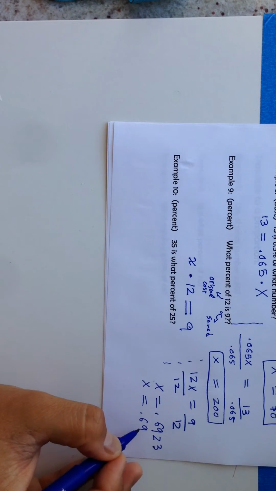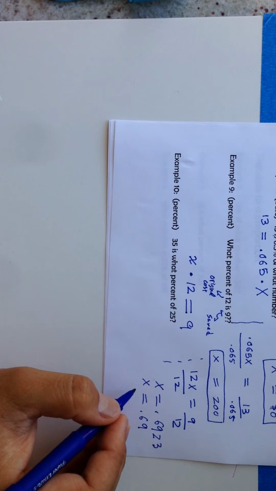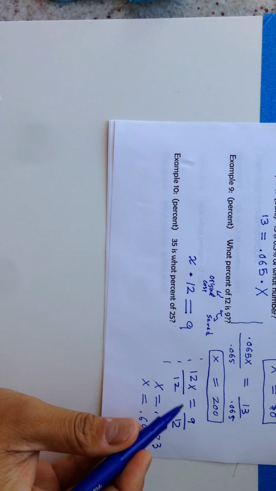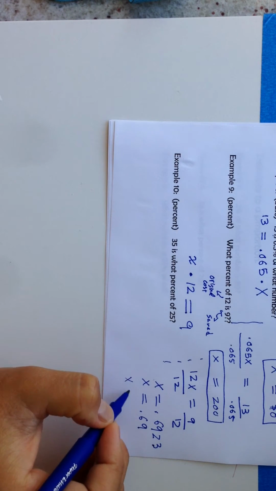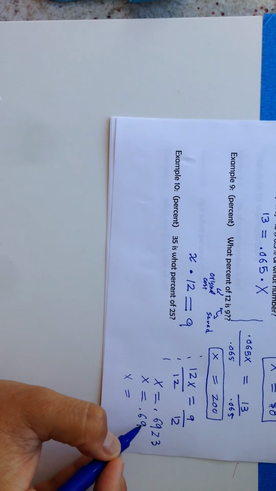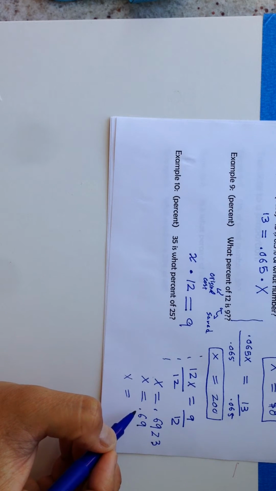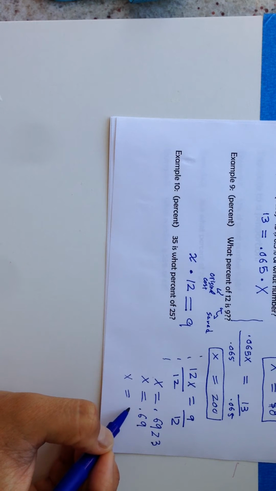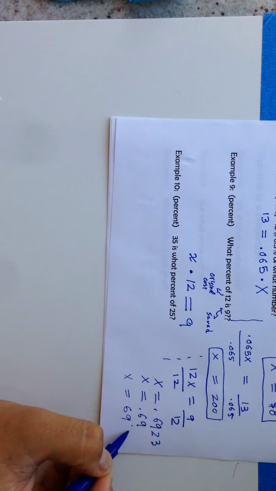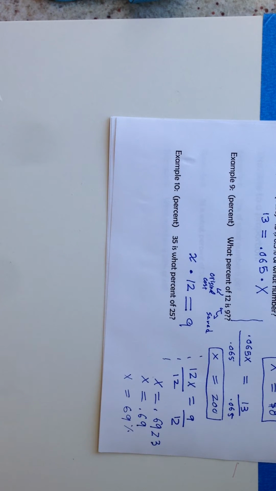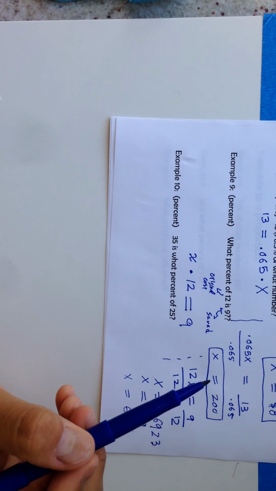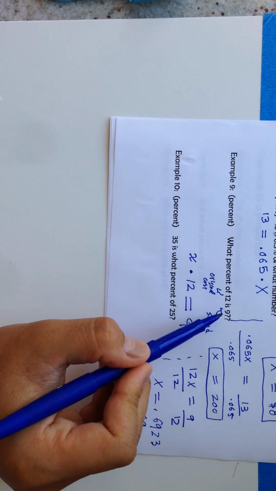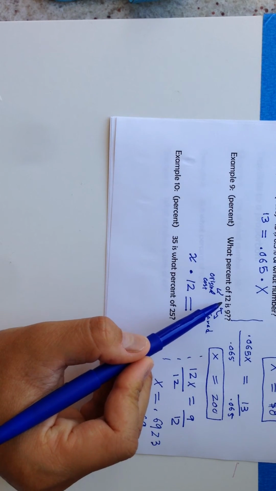Now this is a decimal. We are asked for percent. So the next step is to convert from decimal to percent by moving the decimal 2 places to the right. So moving this 2 places to the right, it becomes 69%. So you save 69% if you got $9 back from a $12 original cost.